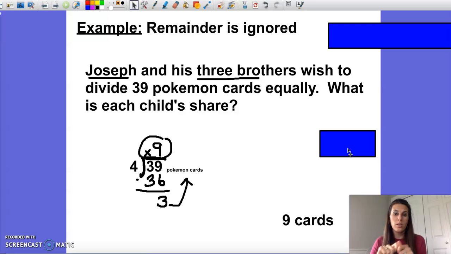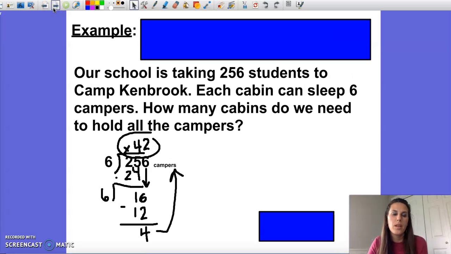You do not want to divide up the cards. Maybe it is worth a lot of points. You don't want to rip it up. You can't magically make more cards appear. So ignore that remainder. How about this one? Our school is taking 256 students to Camp Kimbrook. Each cabin can sleep 6 campers. How many cabins do we need to hold all of the campers?